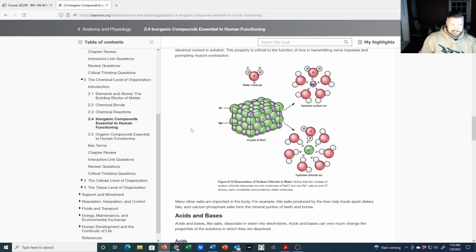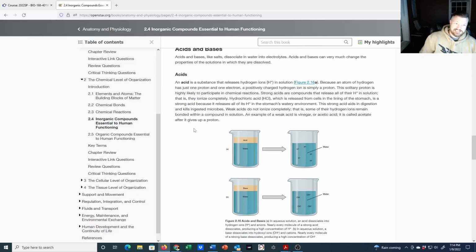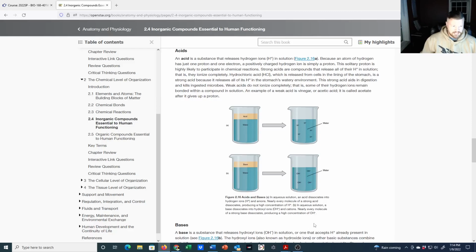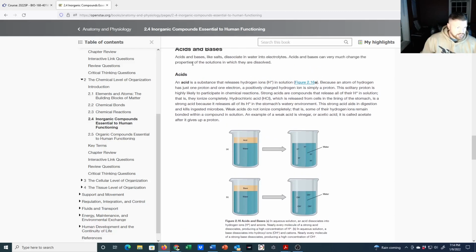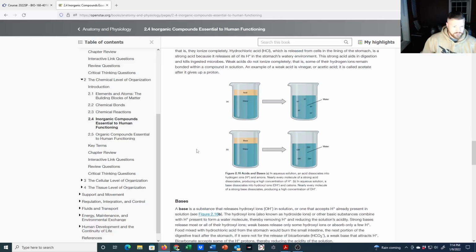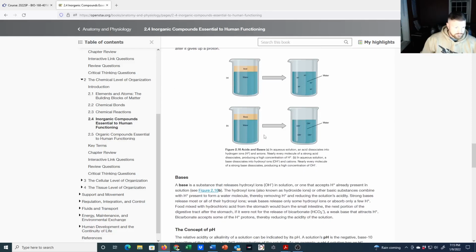Right. What else? Salts, acids and bases. So the big thing about acids is they tend to release these hydrogen ions. So if I take hydrochloric acid, HCl, and I put it in water, it releases a bunch of hydrogen ions. Whereas if I take something that's a base, like sodium hydroxide, it's NaOH. I don't see that here. Typically they'll put NaOH. Anyway, if I put something that's basic in water, it'll release a bunch of hydroxyl or OH ions.